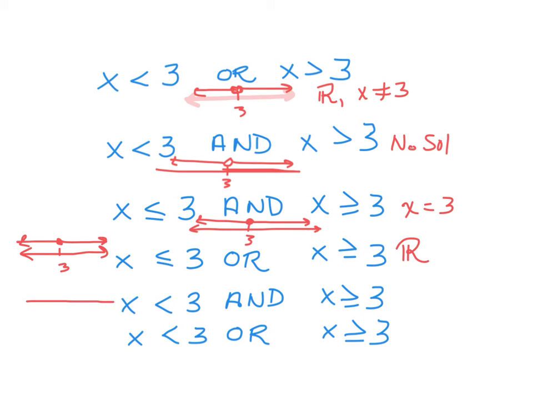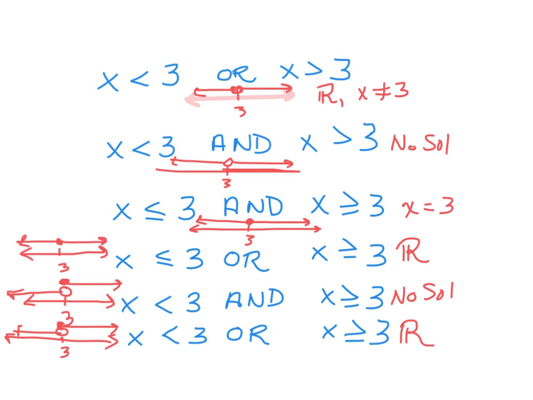Less than 3 and greater than or equal to 3, let's see. 3, open circle, arrow to the left, closed circle, arrow to the right. There's no overlap there. Remember that open circle means it goes up to the 3 but doesn't include the 3. This would be no solution. Less than 3 or greater than or equal to 3. Less than 3 that way, greater than or equal to 3. That covers the entire number line, including 3. That would be all real numbers.